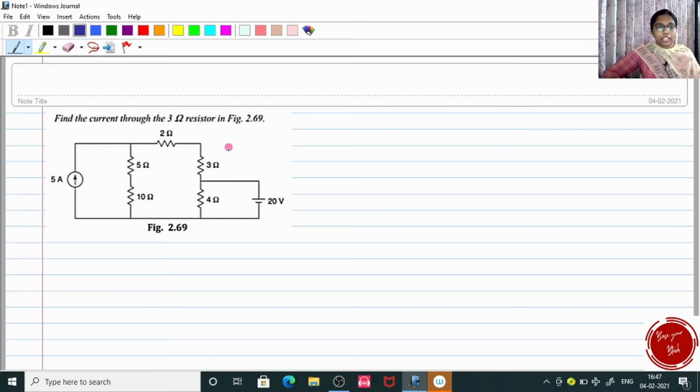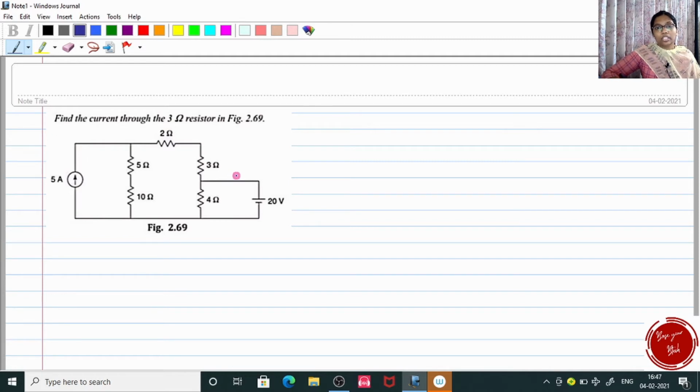So this is the circuit. Find the current through the 3 ohm resistor. In this circuit you can see that you have got two sources, one a current source and the other a voltage source. So two sources are there and 5 resistors are there. Let us find out the current through this 3 ohm resistor.